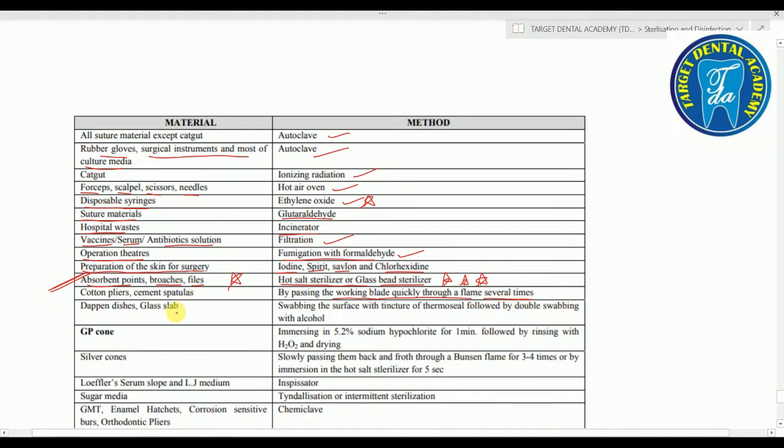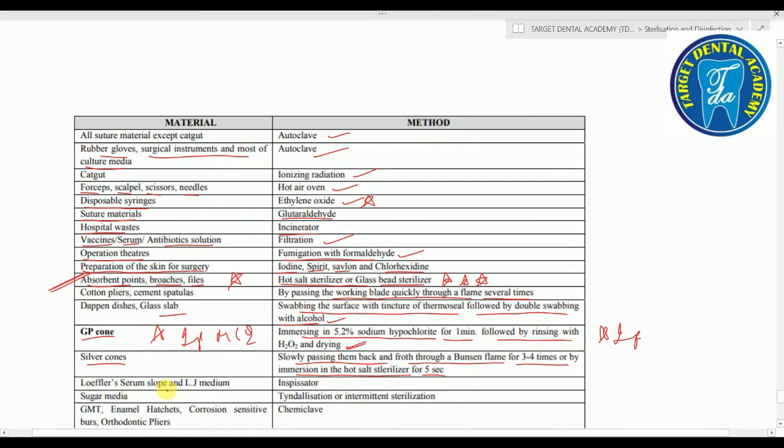The dappen dish and the glass slabs, swabbing the surface with tincture of thermosal followed by double swabbing with alcohol. GP cones, very important, commonly asked MCQ. GP cones, by immersing in 5.2% sodium hypochlorite for 1 minute followed by rinsing with hydrogen peroxide and drying. The silver cones, slowly passing them back and forth through the Bunsen burner 3 to 4 times, or by immersion in the hot salt sterilizer for 5 seconds.